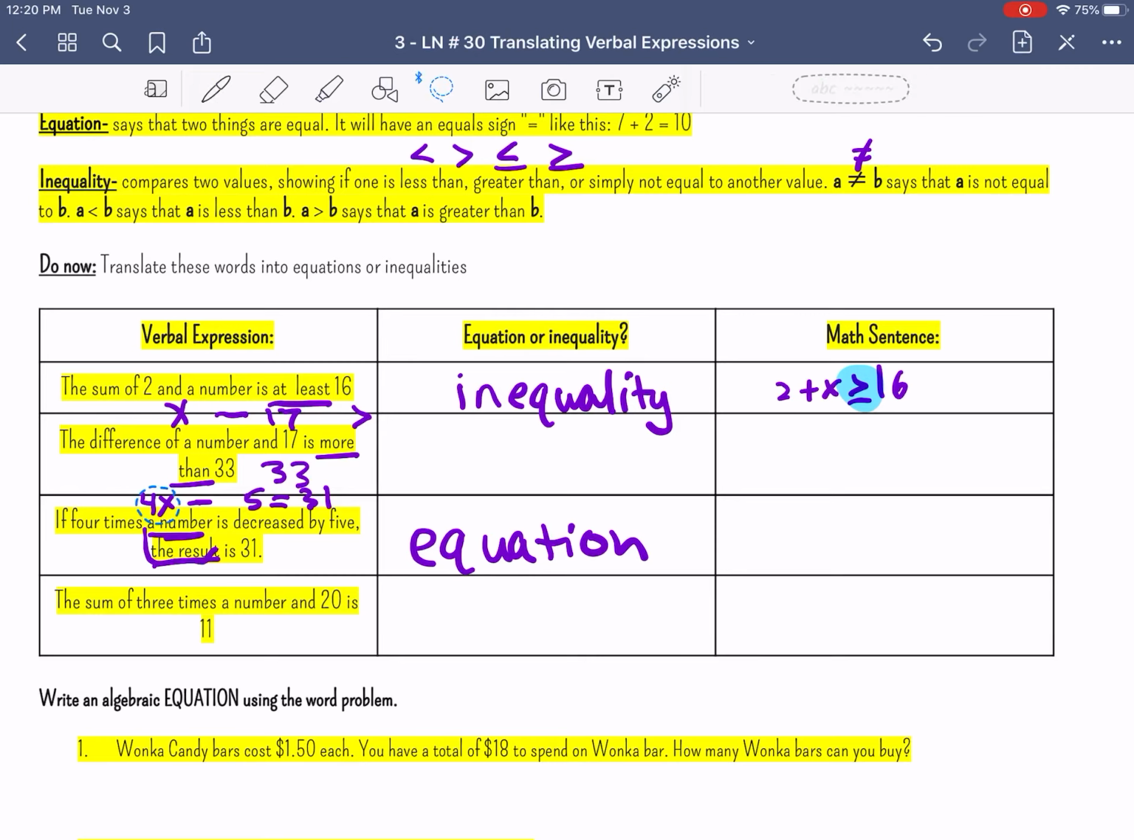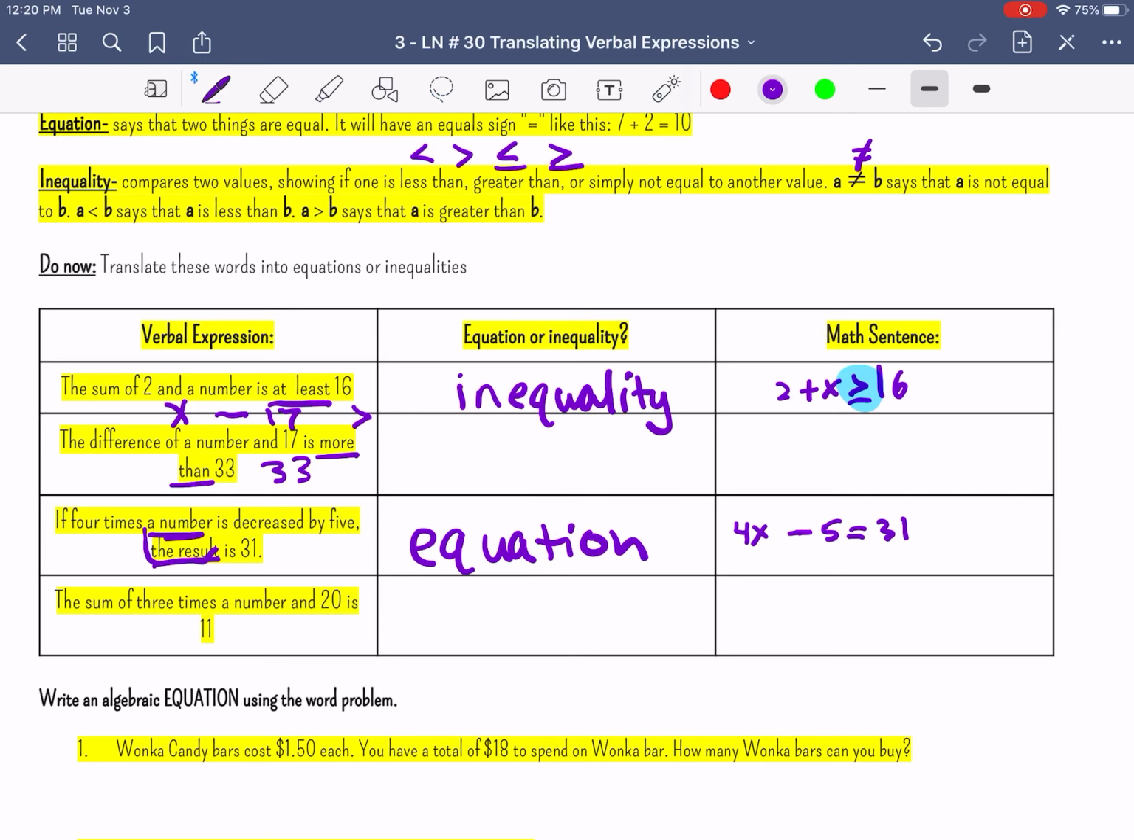So now this problem was nice because it's kind of already in order. So 4x minus 5 equals 31. That's the math sentence for that one.